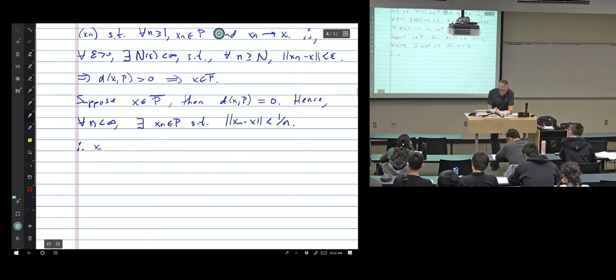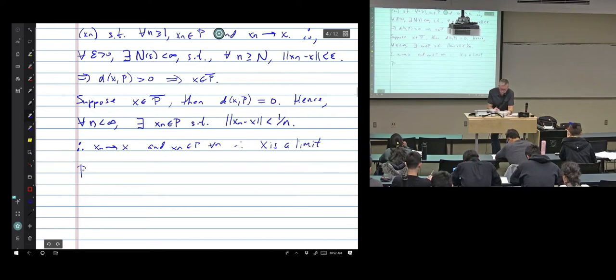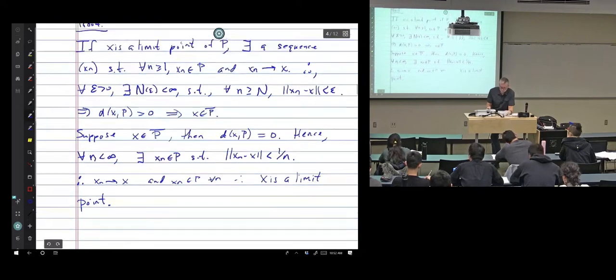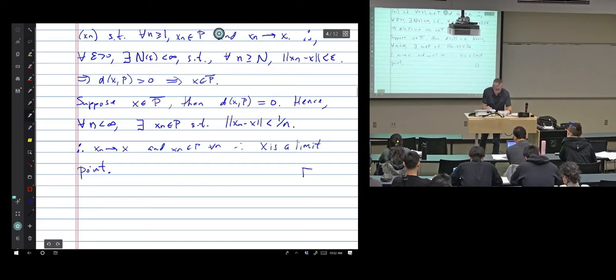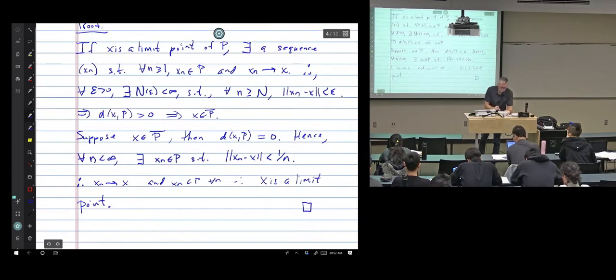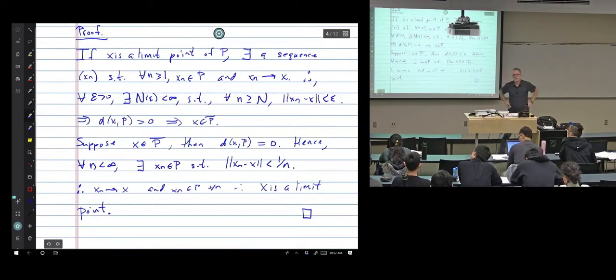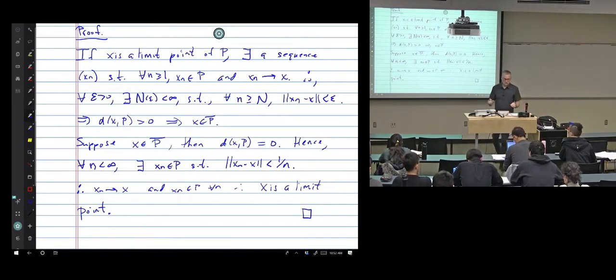Conclusion, xn goes to x. And xn is an element of P for every n. Therefore, x is a limit point. Questions, answers, curiosity?